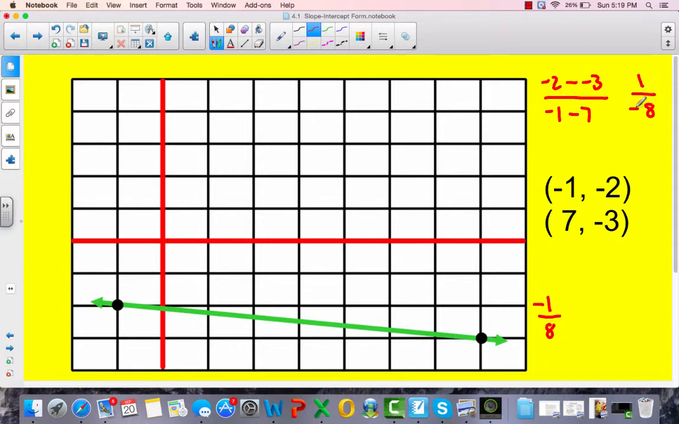It doesn't matter where the negative sign is, because once again, you've got negative 1 over 8. That means you went down 1 and right 8. This one is positive 1, so you go up 1 and to the left 8. It's the same thing. It doesn't matter where the negative sign is, you'll have the same line.